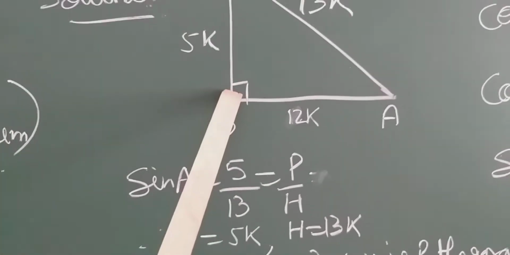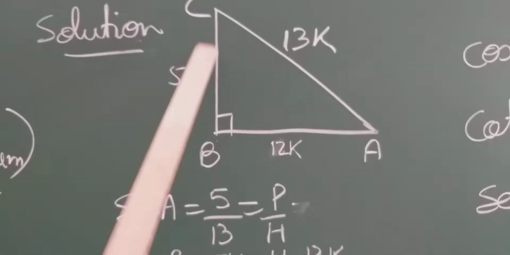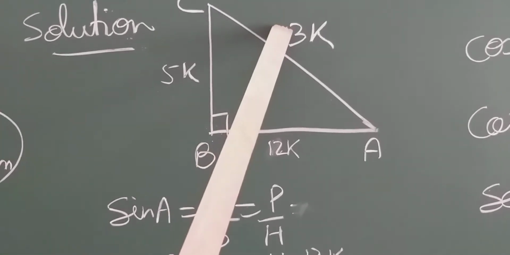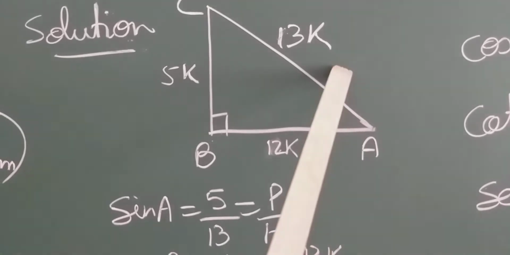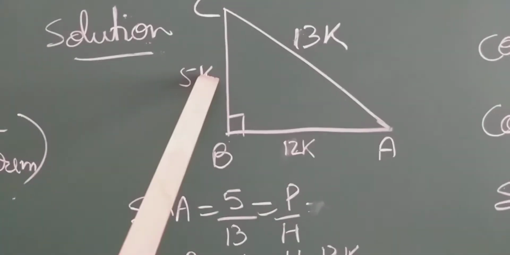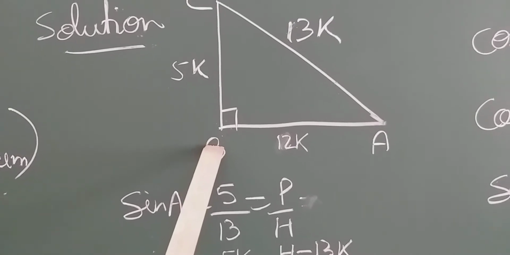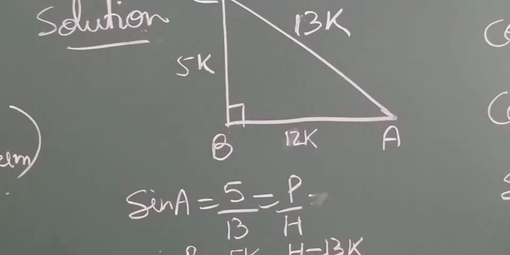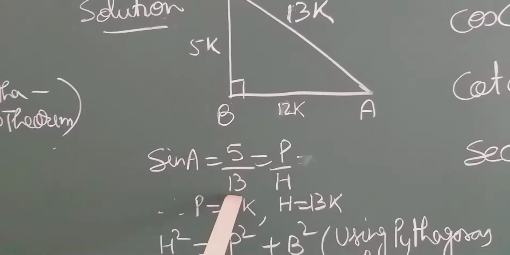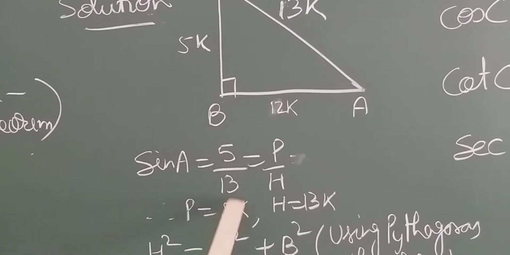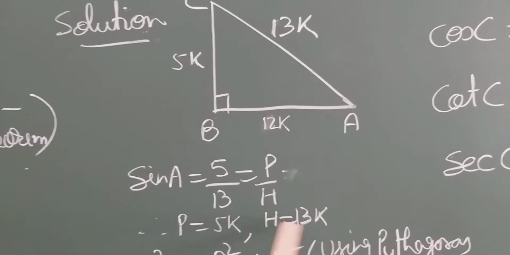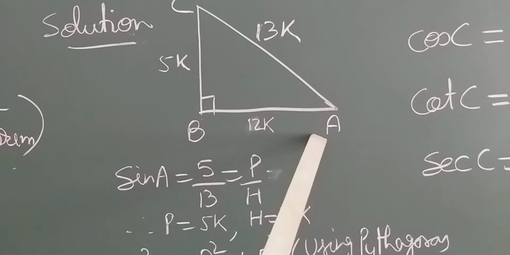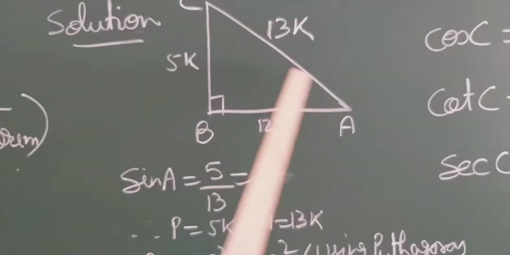So we have to draw right triangle ABC, right angle at B. Then the side in front of B, AC, will be the hypotenuse. The side in front of A, BC, will be the perpendicular, and BA will be the base. Sin A equals 5 upon 13. So let perpendicular equal 5K and hypotenuse equal 13K. So this is the perpendicular, students, for angle A.